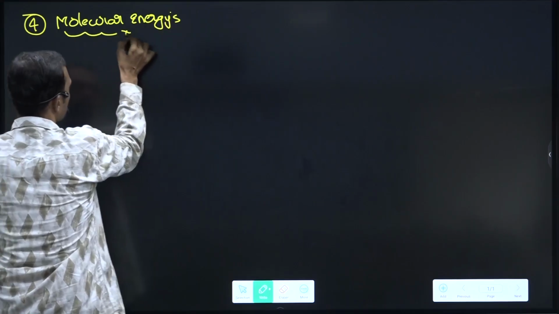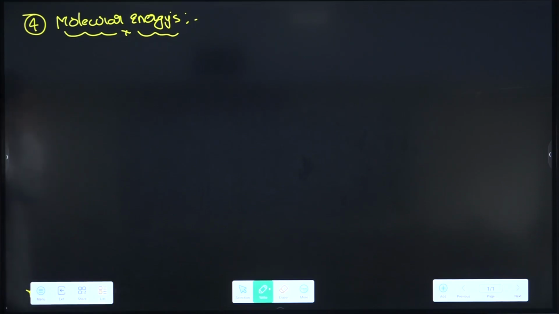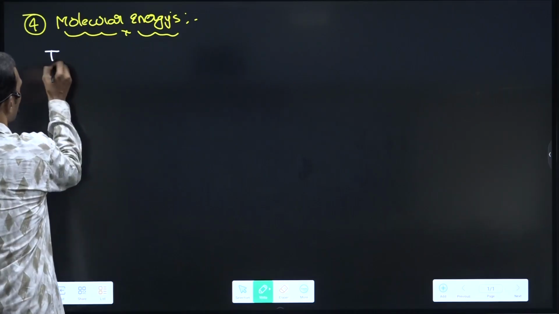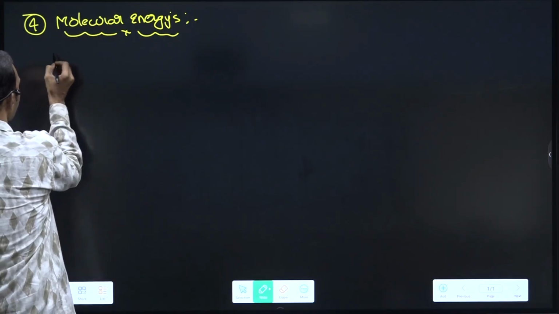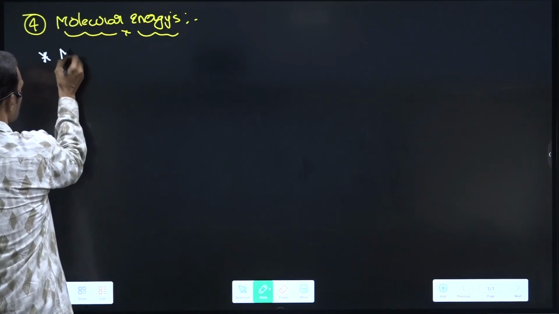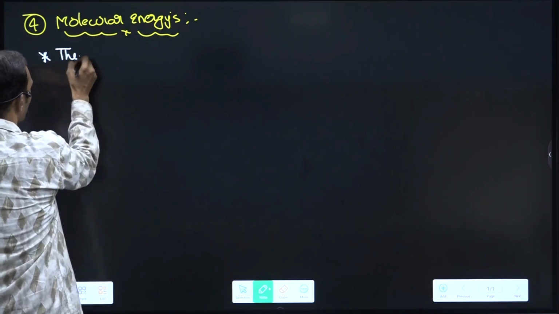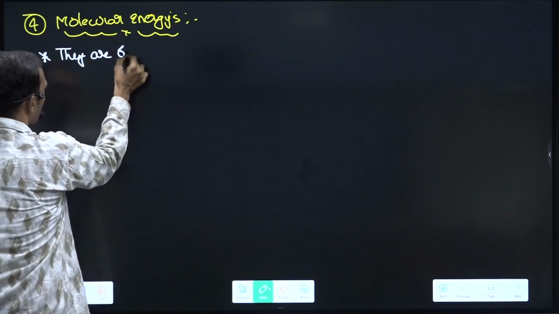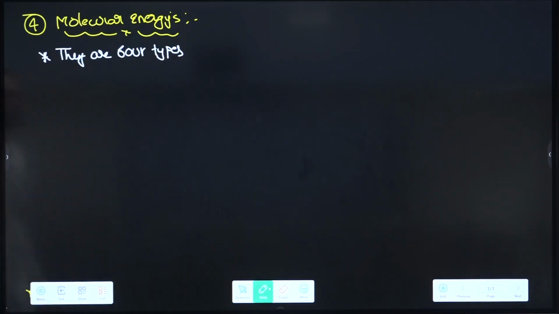What are the molecular energies present in a given molecule? Molecular energies are 4 types. There are 4 types of molecular energies available.